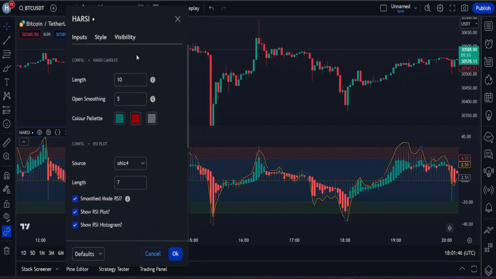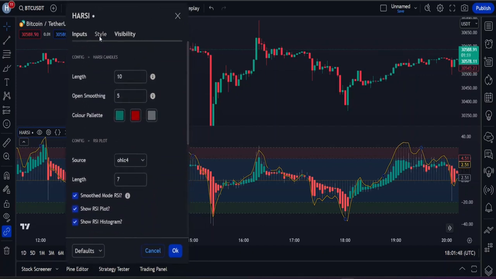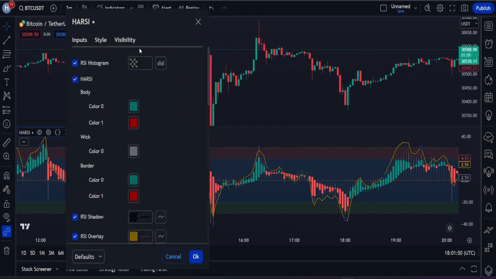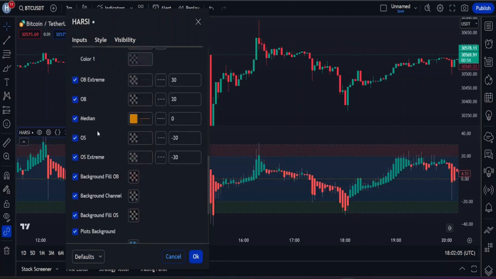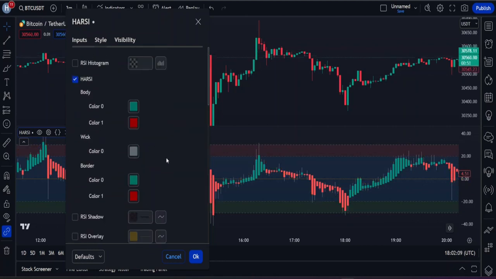Now that we have changed the input settings, we will be changing the style settings. Here we will first be removing the RSI histogram overlay and shadow. After that, we will be removing all of the components of the stochastic indicator. So after this is done, this was all that we needed to do.